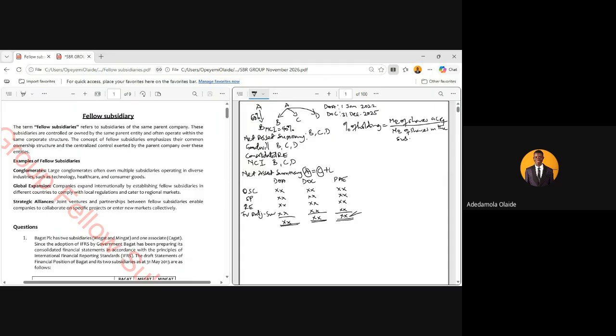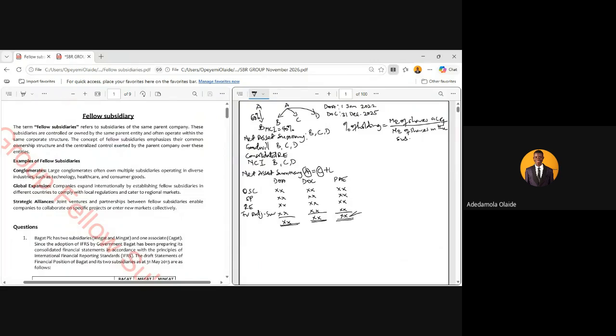So in order to achieve that, we prepare the net asset summary. The net asset summary will have 4 columns. One column to show the details, another column for the values at the date of acquisition, another column to show the values at the date of consolidation, and another column to show the values of post-acquisition earnings. And the post-acquisition earnings is more like the difference between the date of consolidation figures and the date of acquisition figures.